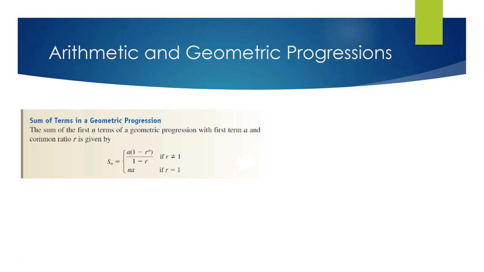If r happens to be 1, it just becomes n times a, because if my common ratio is 1, I'm going to have a sequence of all the same number. For this example, though, we didn't have that.